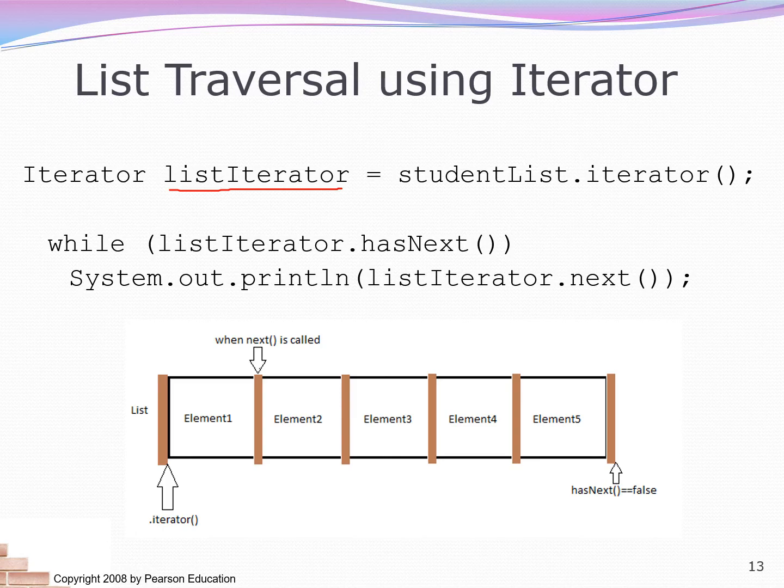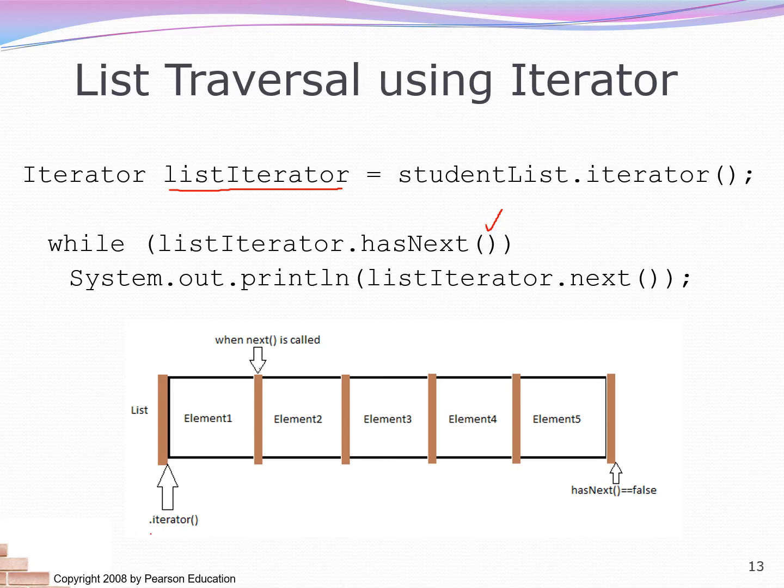It says here while list iterator dot hasnext. This traverses the list until it reaches the end. Do this if it does not return false. If it reaches the end of the list, hasnext will be false. This is basically how you check whether you have reached the end of the list or not. If you do not reach the end of the list, you keep on looping. So it will check from the front.